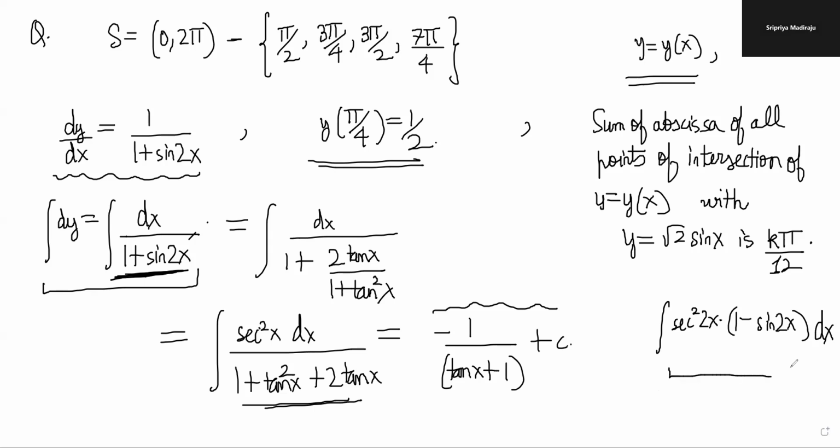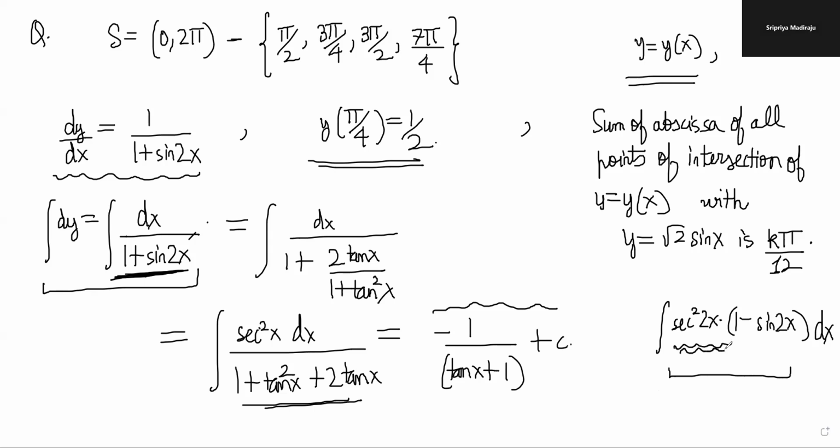Why would you ever do this? I wanted it in the form of a pattern, because we know that d by dx of sec x is sec x into tan x, and d by dx of tan x is sec square x. So I wanted that form of pattern. That's why I multiplied.